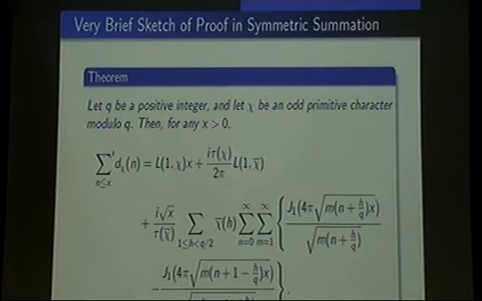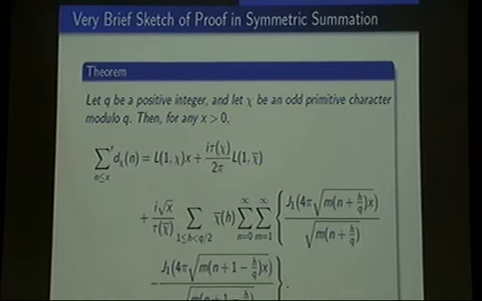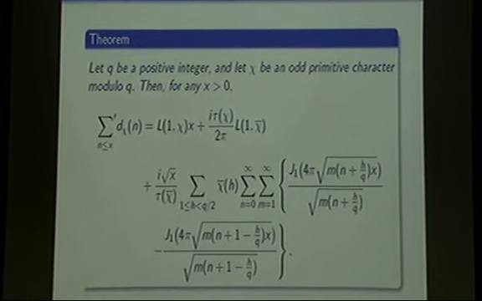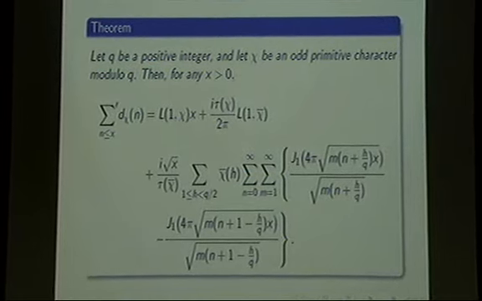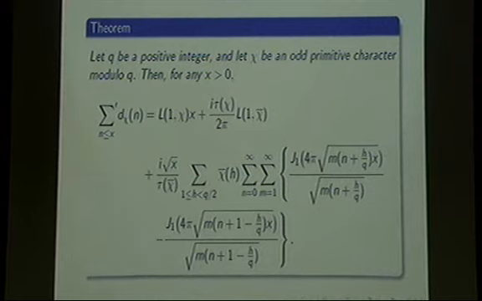And then, using that identity, we get another identity for the sums of this divisor function, or this weighted sum, now in terms of a doubly infinite series of Bessel functions. So these are the ingredients that we use in our proof of the theorem in symmetric form.